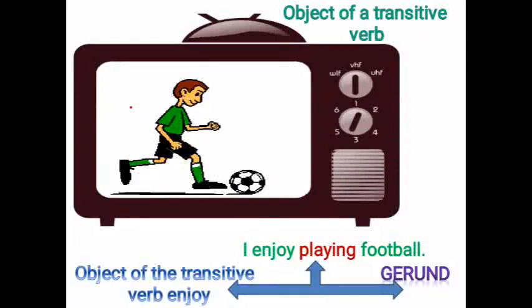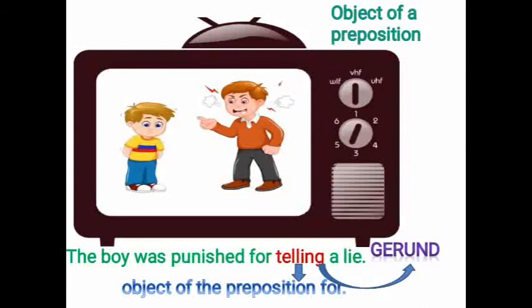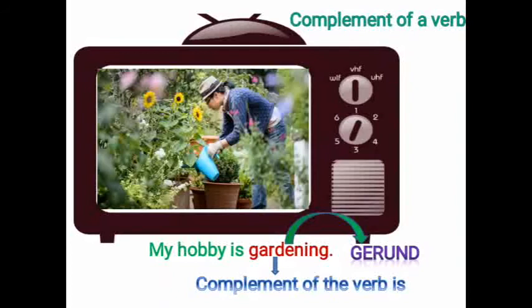Object of a transitive verb. I enjoy playing football. I enjoy what? Playing football. So playing, which acts as the object of the transitive verb enjoy, is a gerund here. Object of a preposition. The boy was punished for telling a lie. So here telling is a gerund because it is the object of the preposition for. Complement of a verb. My hobby is gardening. My hobby is what? Gardening. So here gardening is the complement of the verb is, and therefore it is a gerund.